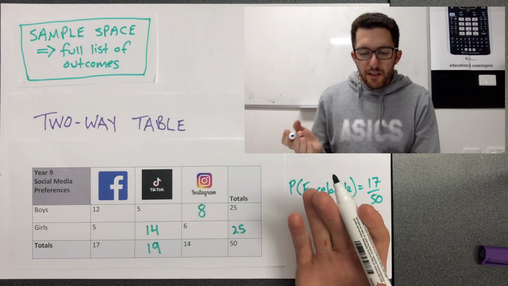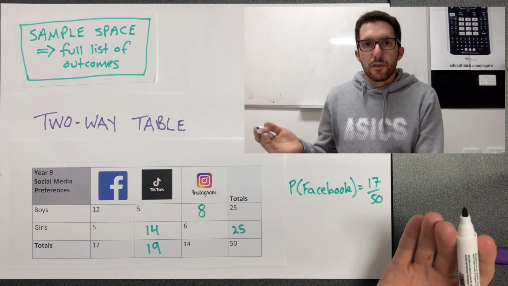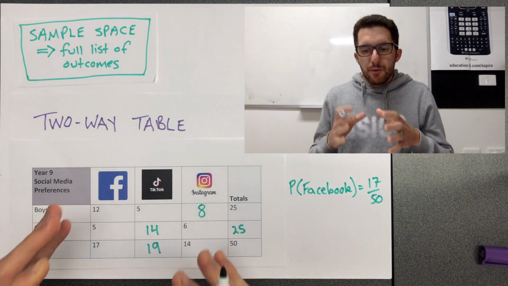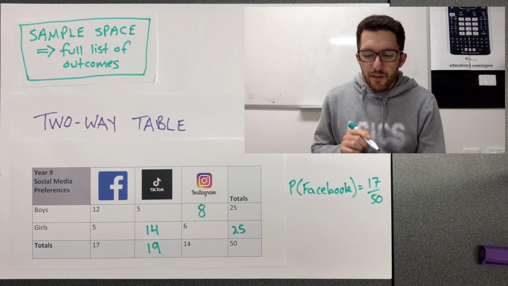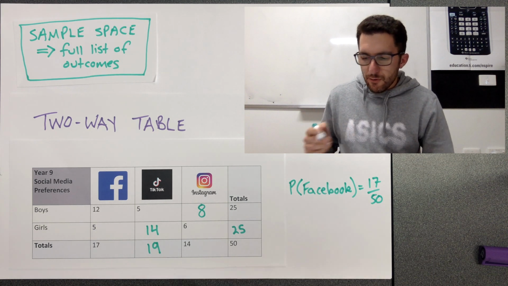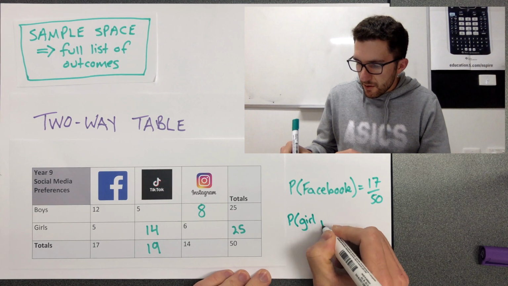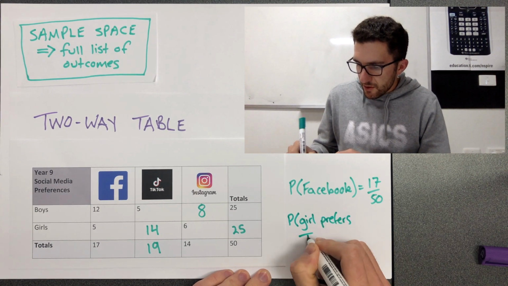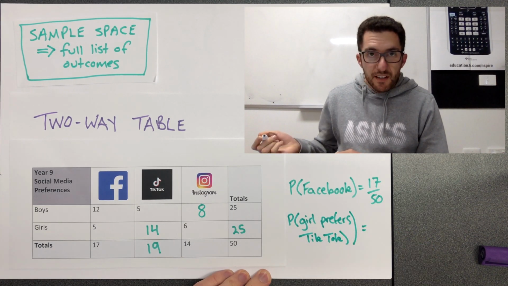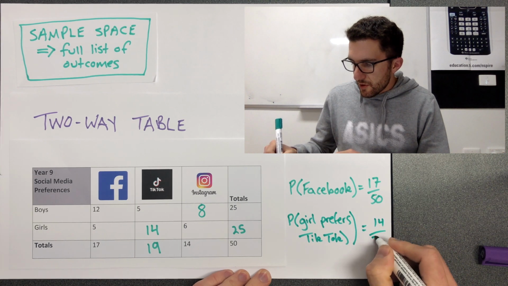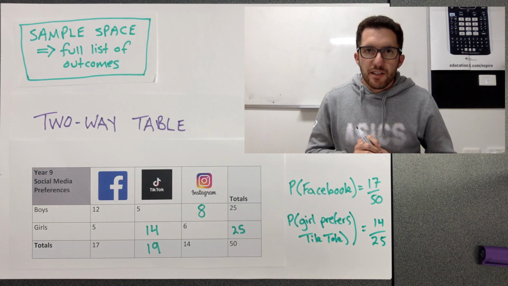What is the probability that a girl prefers to use TikTok? Now we've narrowed down our population to just the girls, so now we're dealing with a total of 25. And how many girls prefer to use TikTok? There were 14. So the probability that a girl prefers TikTok, that bracket should be there, is 14 out of 25. And so we can start to make some probability calculations based on the information in this table.